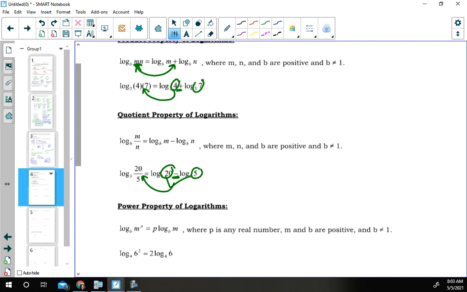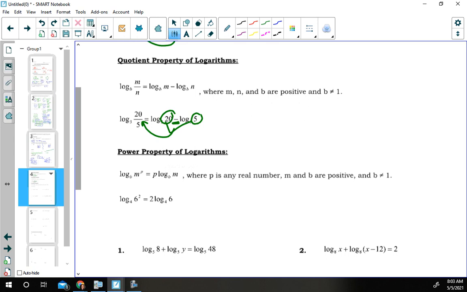The one that tends to be the hardest one is our power property. So if we have an exponent or a power, we can bring it forward or bring it backwards. All right, so if it's in the back, I can technically bring it forward to sit in the front. Or if you have a number sitting in the front, we can technically bring it backwards to represent an exponent.